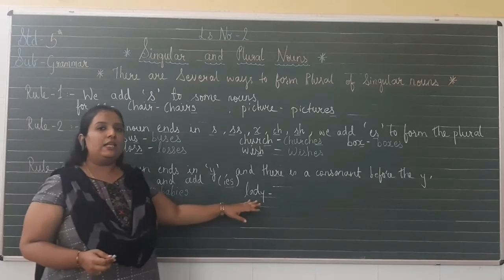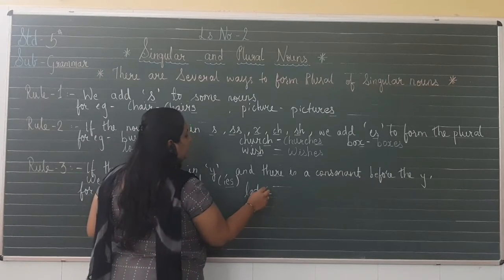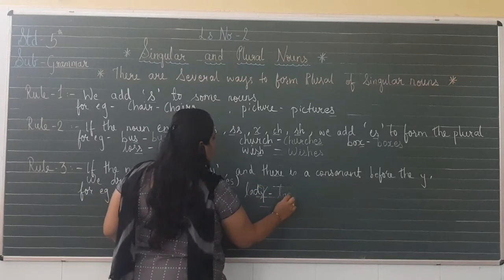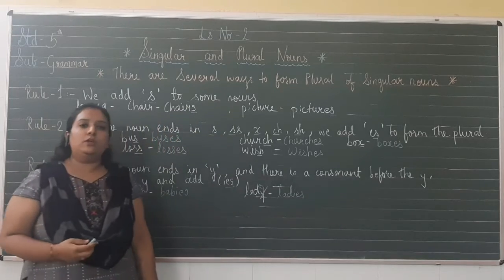Same way goes with lady. There is y at the end of the word. We will cut the y because there is a consonant before the y. And what will we do? We will add ies. So lady will become ladies in plural form.